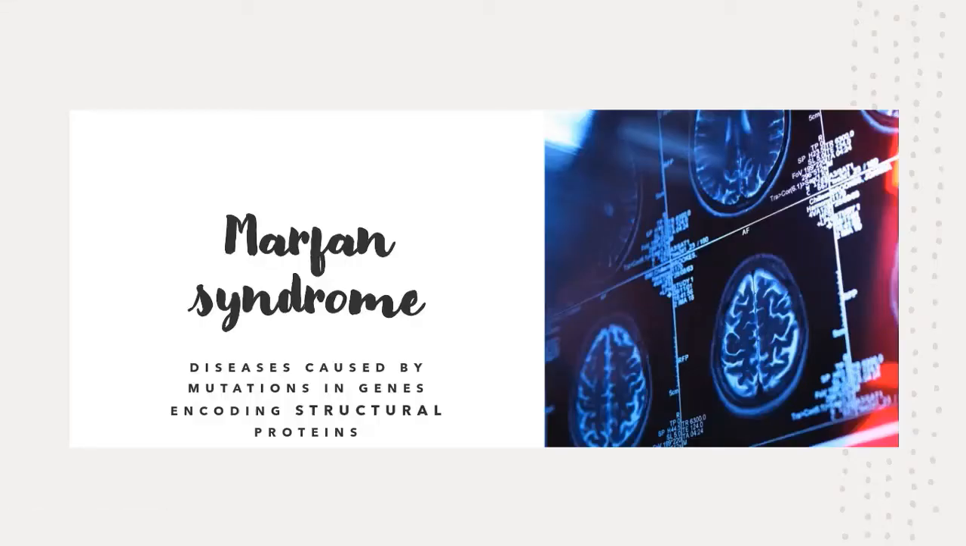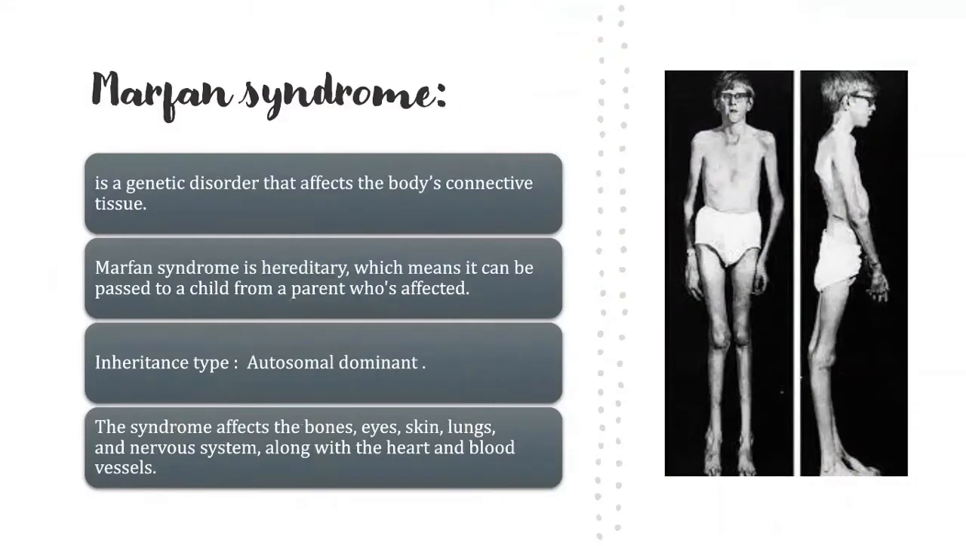Everyone, today we will discuss Marfan syndrome, which is a disease caused by mutations in genes that encode structural proteins. What are the main things that you should know about Marfan syndrome? That this is a genetic disease that affects the body's connective tissue, and you know what the role of connective tissue in our body is.